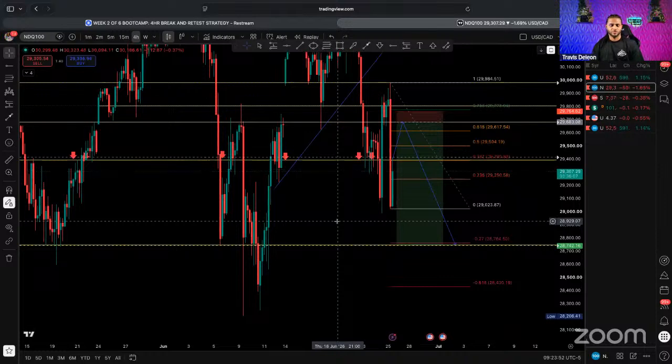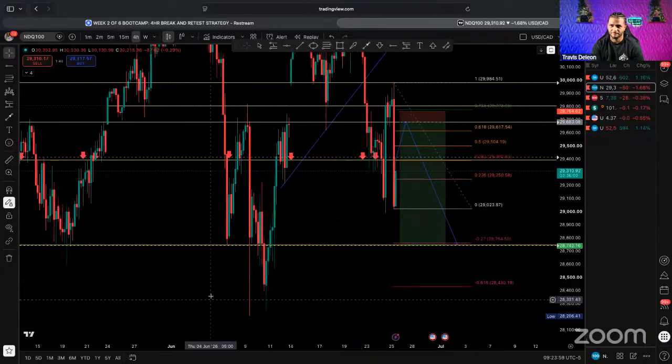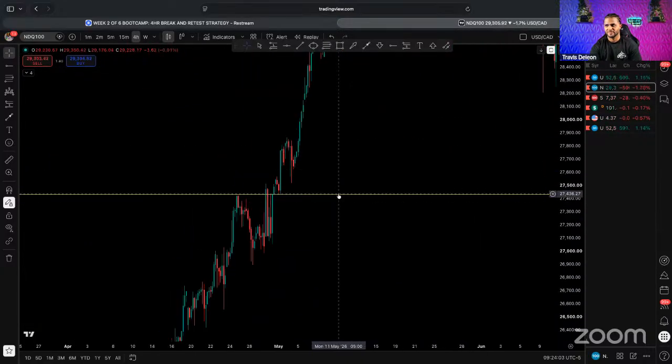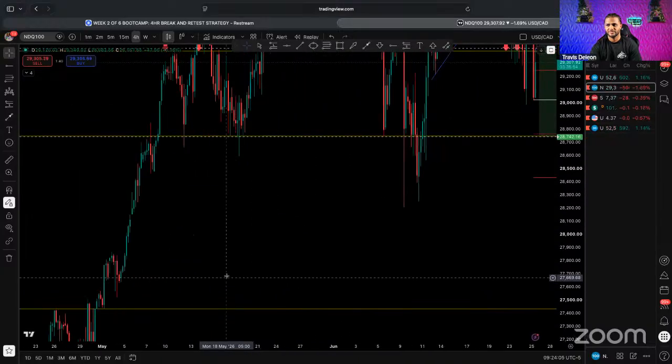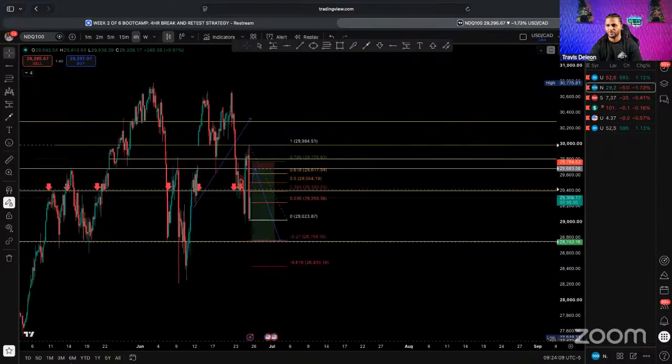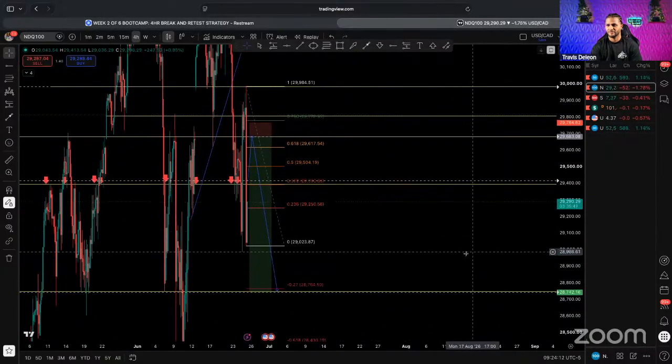So I think we should be coming down a lot more, taking back some of those profits off the table, because there's a lot of liquidity in different areas. Like for instance, at these levels, I think we're going to come back and take out some of that liquidity down here before continuing even higher.